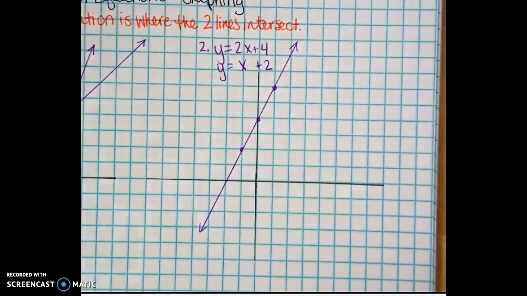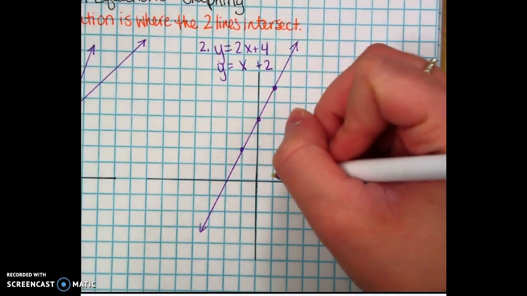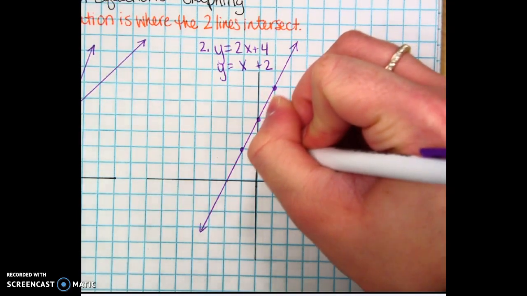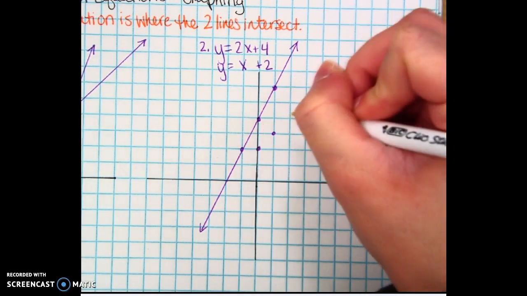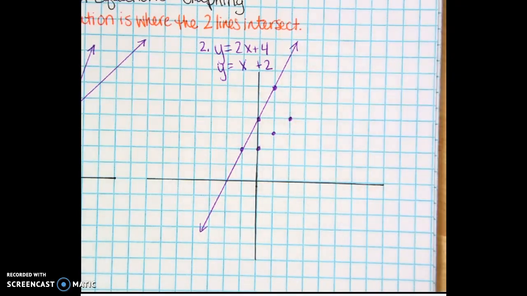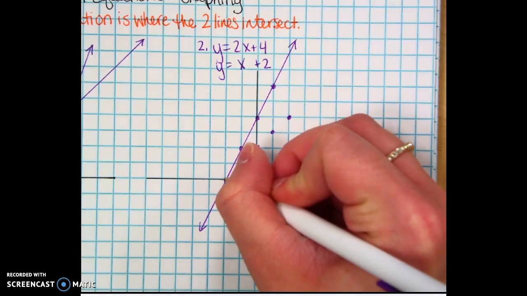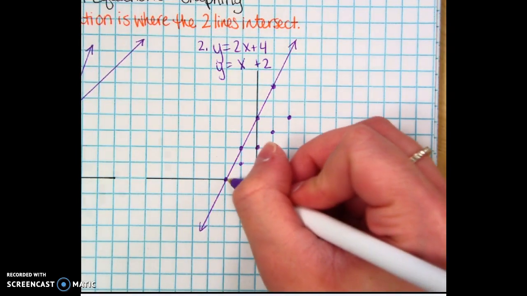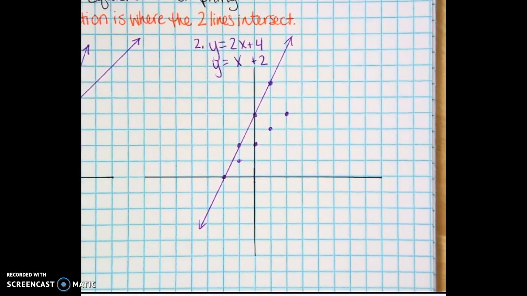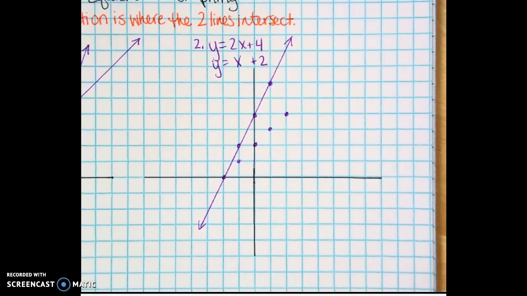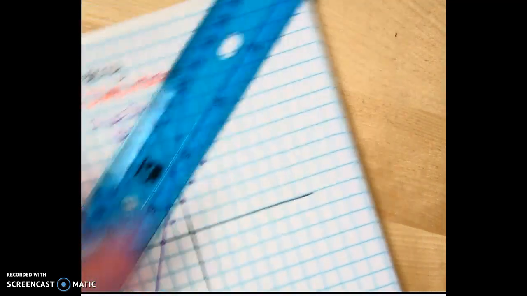Okay, the other one, you start at 2, and you go up 1 over 1, up 1 over 1. You could also go down 1 over 1 the other way. I kind of like to do the dots until I see where they intersect, because then I know that my answer will be spot on, and I won't get a decimal or anything like that. So let me draw my line.